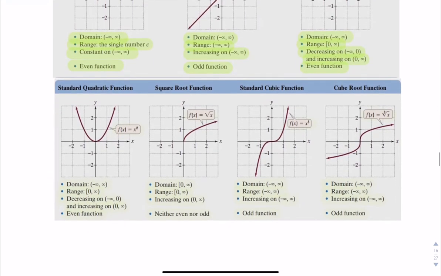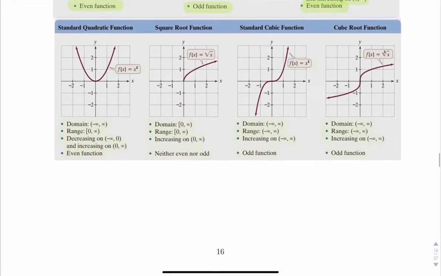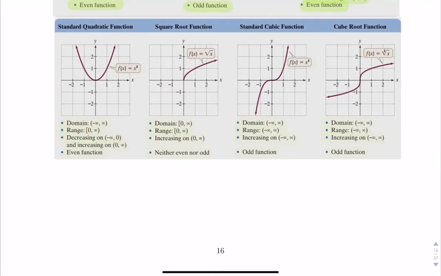You've got your quadratic function, which is f of x equals x squared. The domain is all real numbers. The range is from 0 to infinity. It's decreasing from negative infinity to 0 and increasing from 0 to infinity. And this is an even function.